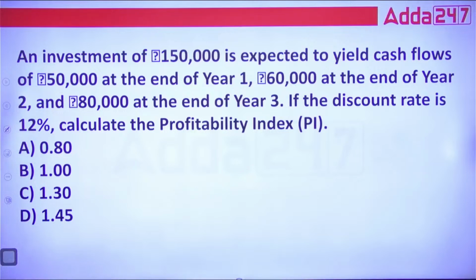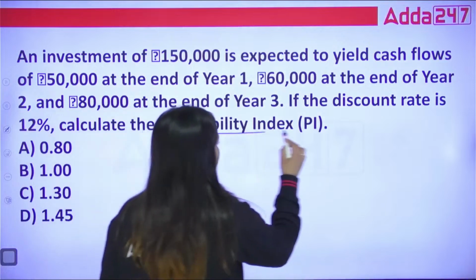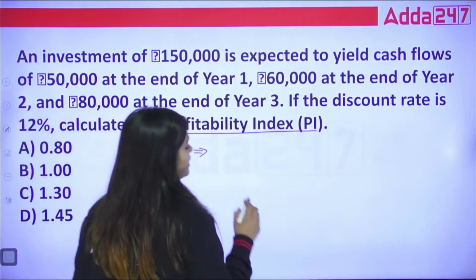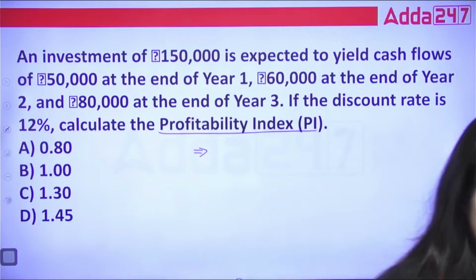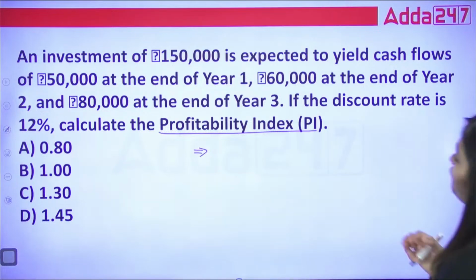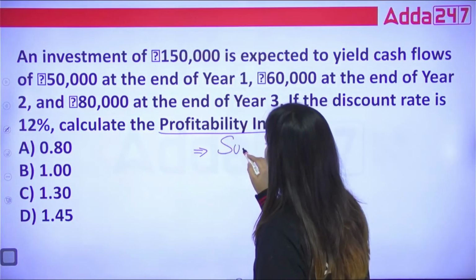An investment of 1,50,000 is expected to yield cash flows of 50,000 at the end of year 1, 60,000 at the end of year 2, and 80,000 at the end of year 3. If the discount rate is 12%, we need to calculate the profitability index. So how are we going to calculate the profitability index? We need to use the formula. Can anyone tell me what is the formula of profitability index?